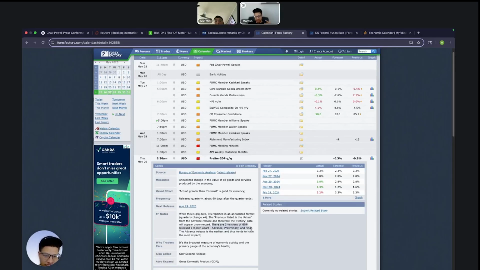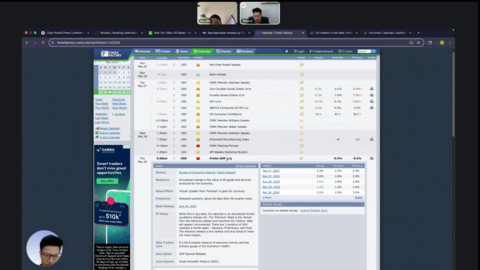Advanced, preliminary, and final. So this is the preliminary GDP, because the one that comes after this is the final GDP. Advanced is the earliest release and thus tends to have the most impact. Interesting. So it's saying that I need to analyze that, because that logic doesn't quite add up for me. But all we need to know is this is another thing the market is focused on.